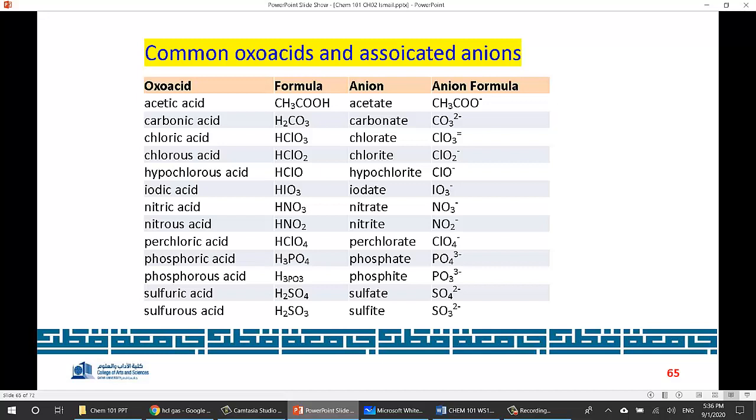There's the carbonate group, which is CO3 2 minus. If you want to add hydrogen to that, you need 2 hydrogens. It becomes H2CO3. That's carbonic acid. Carbonic acid. That's in the Coca-Cola, and some other ones.